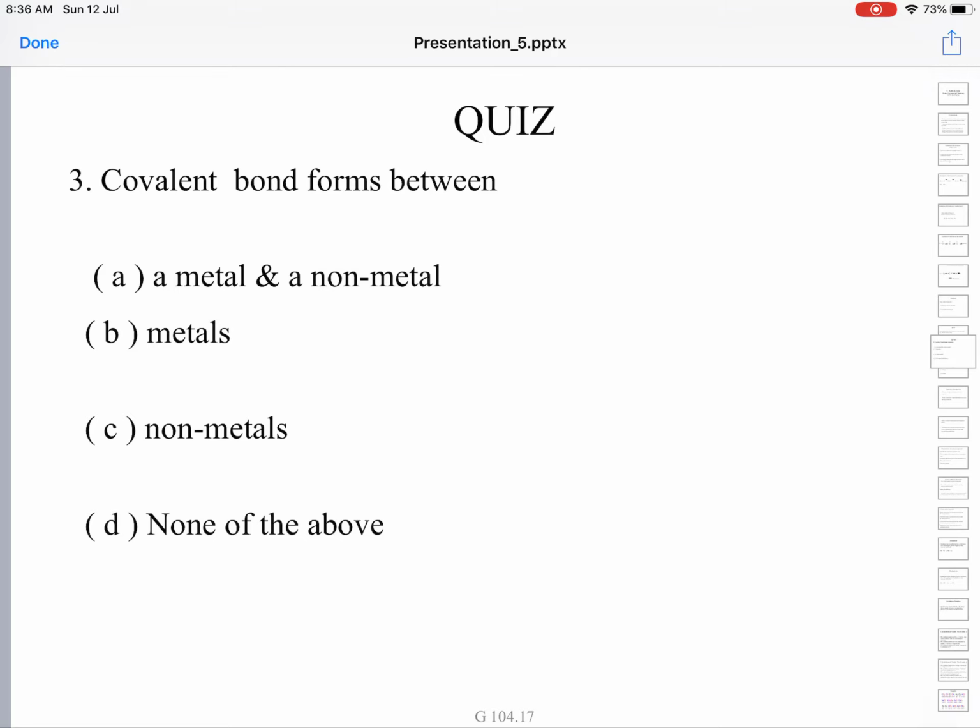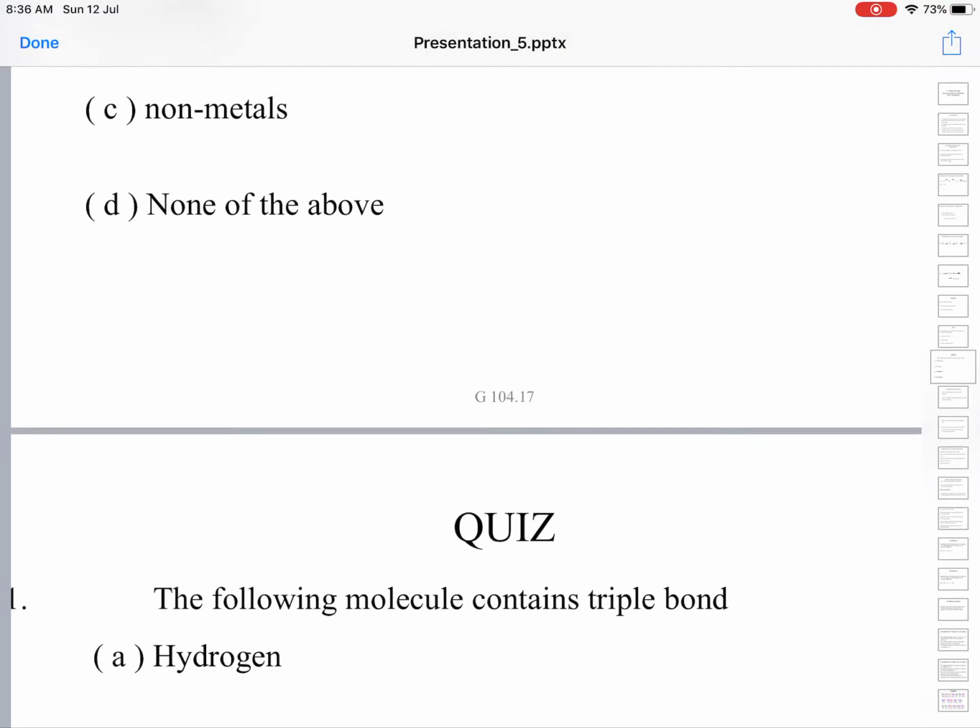Between non-metals, the examples so far, 3 examples we have considered, right? Oxygen, hydrogen, nitrogen, they are all non-metals. So, you can obviously say that a covalent bond is formed between non-metals. That is, C is the correct answer.